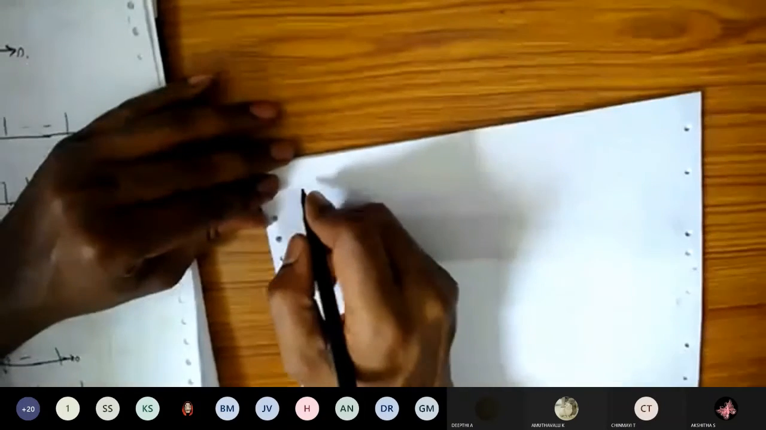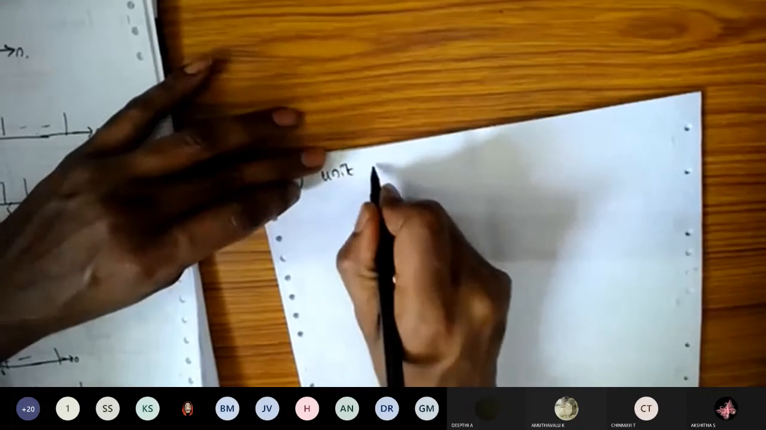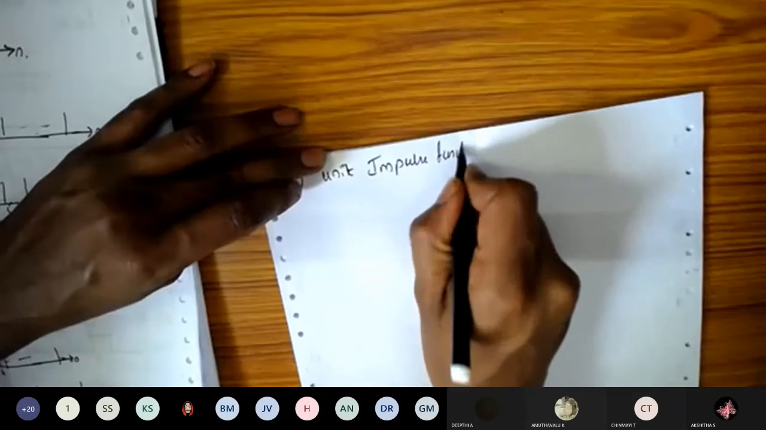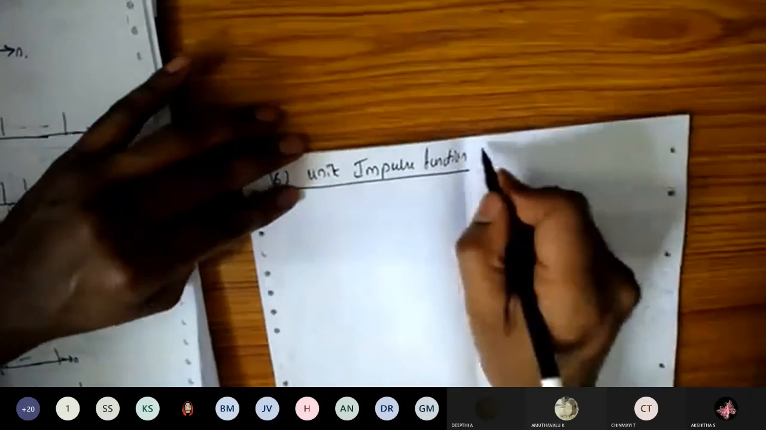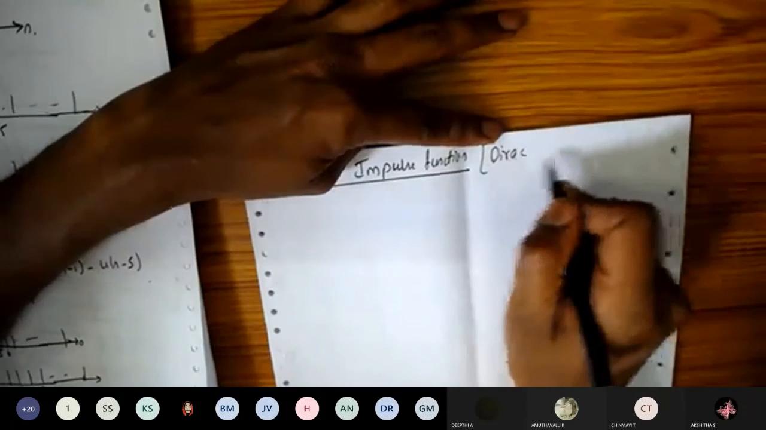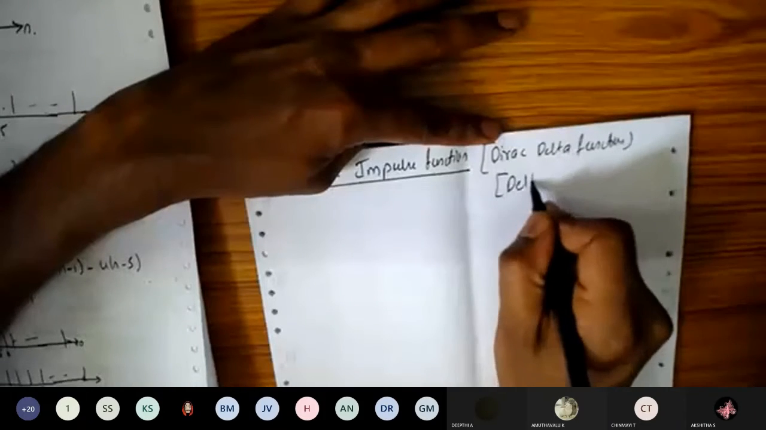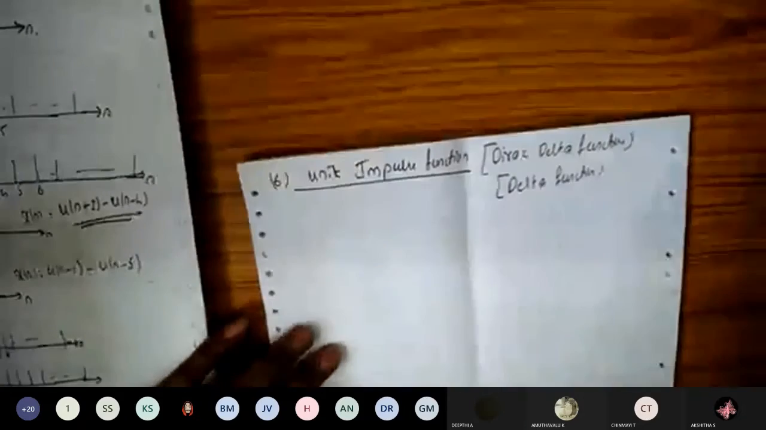So let us take the next very important function, which is called the unit impulse function. It is also called the Dirac delta function, or simply the delta function. We are going to call it by many names here.